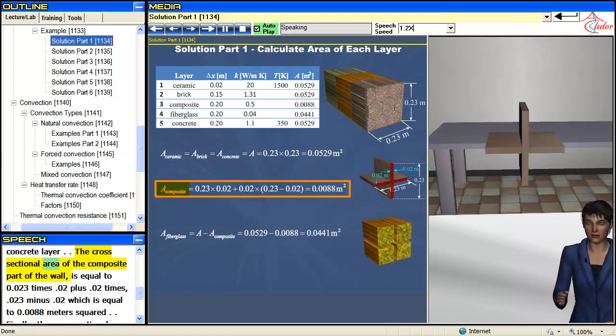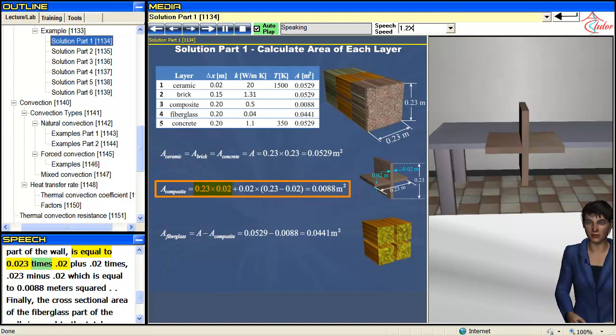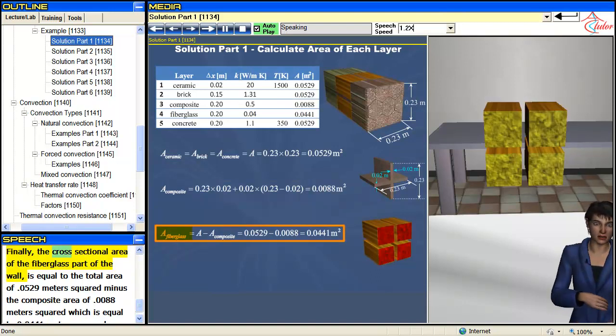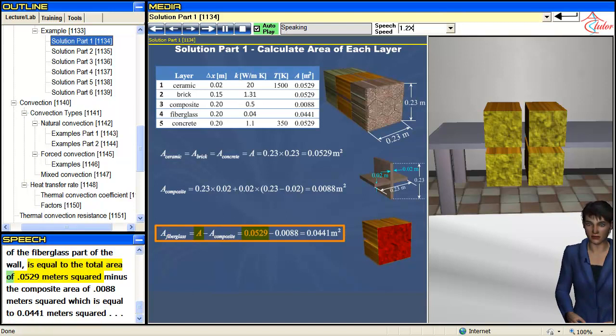The cross-sectional area of the composite part of the wall is equal to 0.023 times 0.02 plus 0.02 times 0.023 minus 0.02 squared, which is equal to 0.0088 meters squared. Finally, the cross-sectional area of the fiberglass part of the wall is equal to the total area of 0.0529 meters squared minus the composite area of 0.0088 meters squared, which is equal to 0.0441 meters squared.